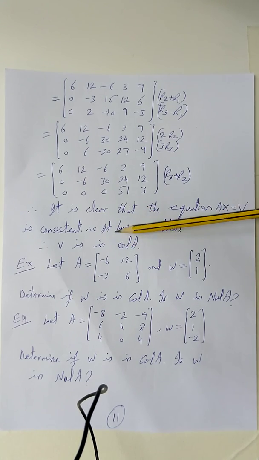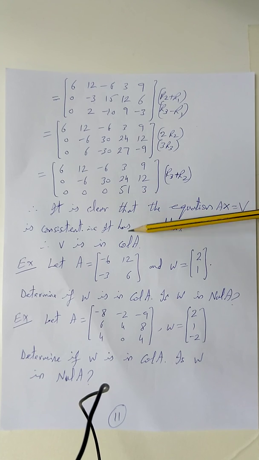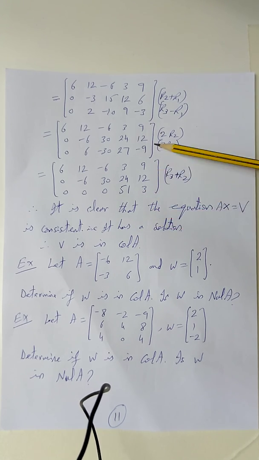When v is not in column A, it will not have a solution. It means, for example, if instead of 51, here I get also 0 and here 3. If this is 0, this 0, this 0, this 0, then it means it does not have a solution. If it does not have a solution, then it is not in column A. Now I think it is clear.